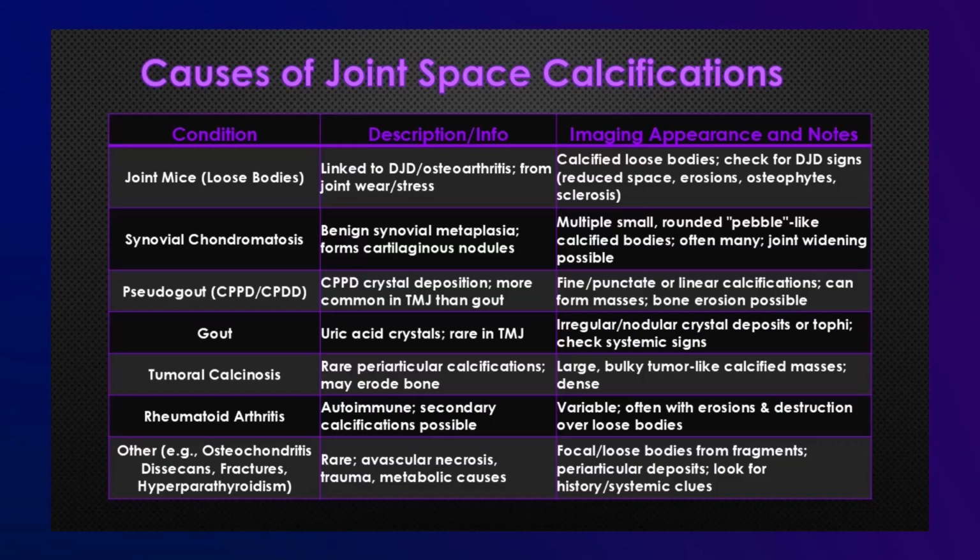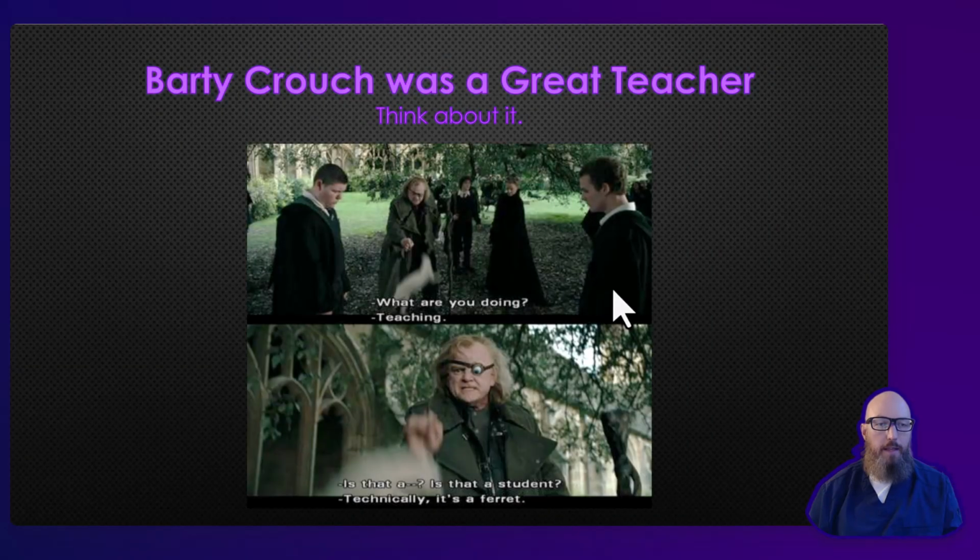So when you spot unusual calcifications on imaging, I'd start with those common ones up top, the ones we discussed, but keep those rare differentials in the back of your mind, especially if the history or other findings don't quite fit the usual patterns. And that's it for this lecture.